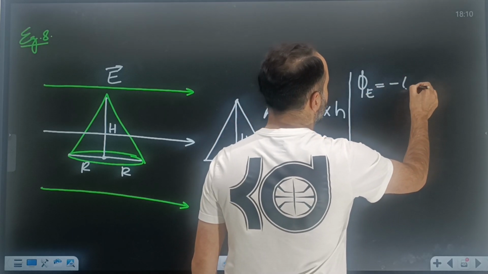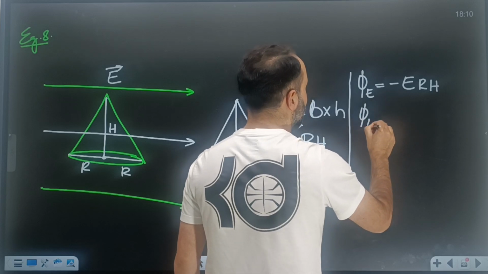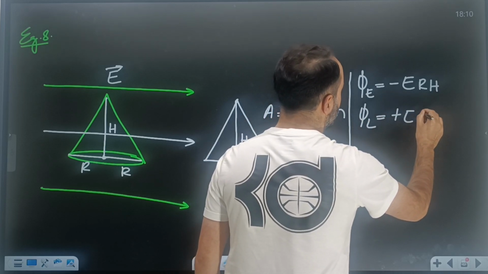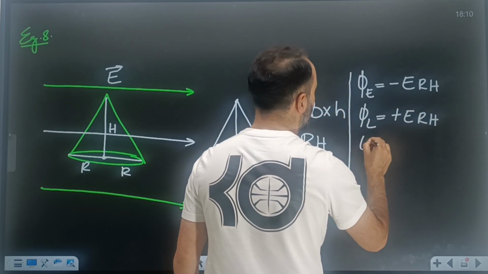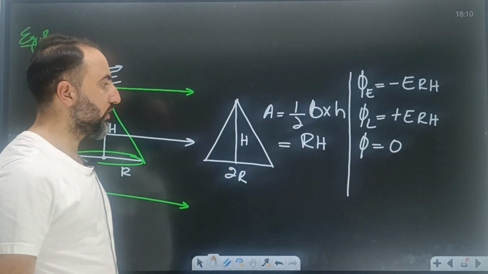So you tell me what is the flux entering through this? That's equal to minus E multiplied by rh. And what about the flux leaving through this? That is plus E multiplied by rh. And what is the total flux passing through this? That will be exactly equal to 0.